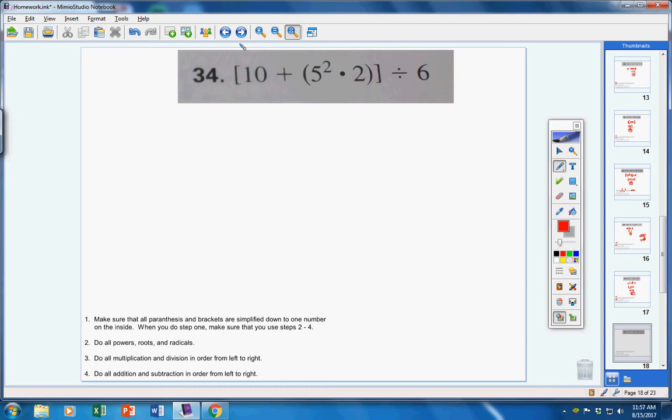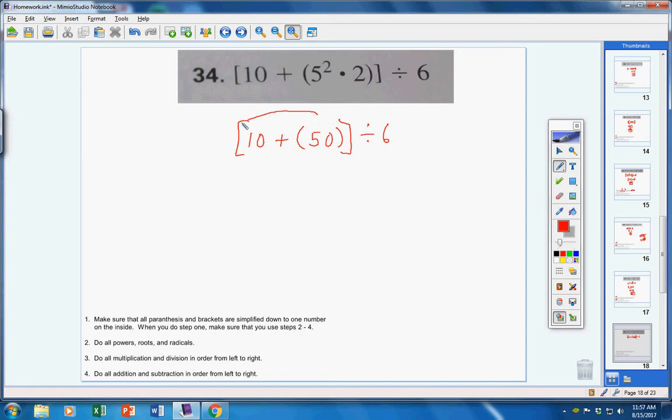Okay, we've got a bracket and a parentheses. Let's get this simplified down to one number. Let's start with the parentheses first, okay? I do my powers first. 5 times 5 is, we can do this in our head right here, students, okay? 5 times 5 is 25. Times 2 is 50. So in my parentheses, I have 50. Okay? So my parentheses is simplified down to one number.